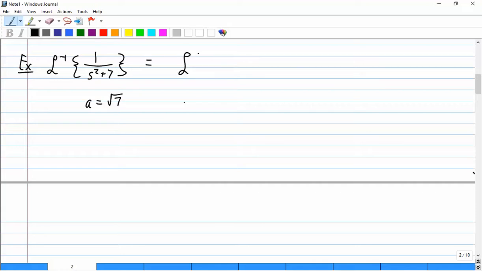So if I want to put a square root of 7 in the numerator, then what would I have to put out front? 1 over the square root of 7. Right? Because square root of 7 over square root of 7 is 1. So all I'm doing is playing with the numbers to get it in a form that I would want. And so now I can take the inverse Laplace transform and I would get 1 over the square root of 7 times the sine of at, which is the sine of square root of 7t.